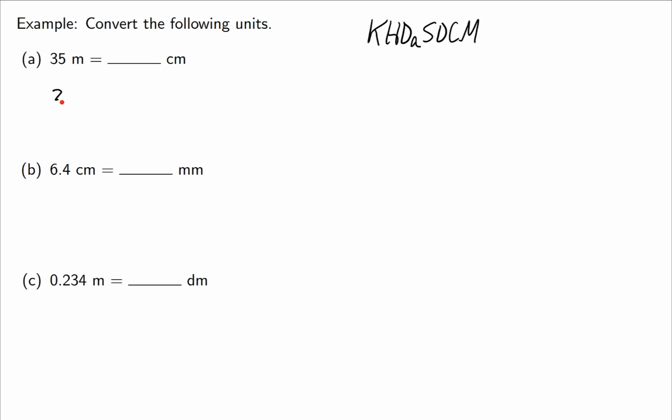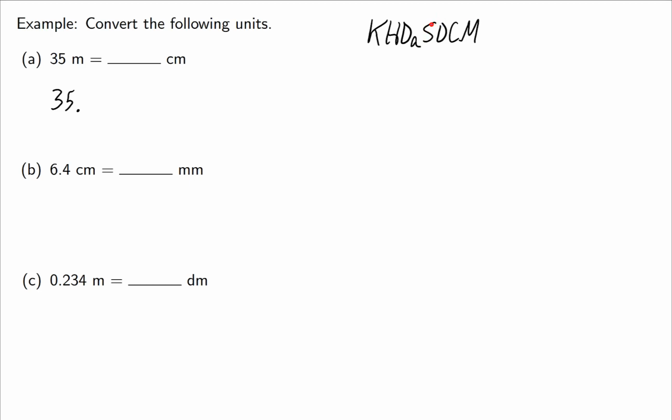35, I will put the decimal point at the end because there's no decimal point written. And now we find our place on the sliding scale. We're starting at meters. Where is meters on the sliding scale? If you said M, nice try. That's actually the milli prefix. Meter is the standard unit. So we're starting at S.